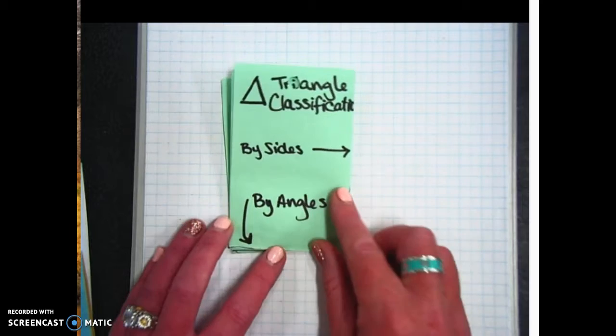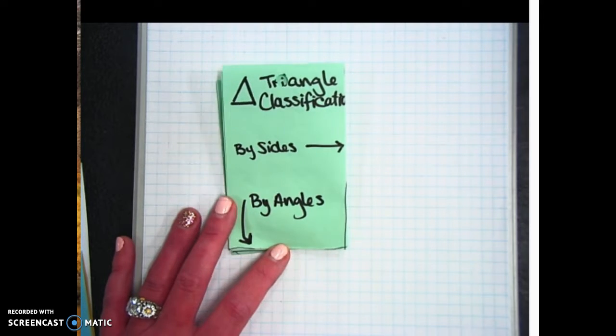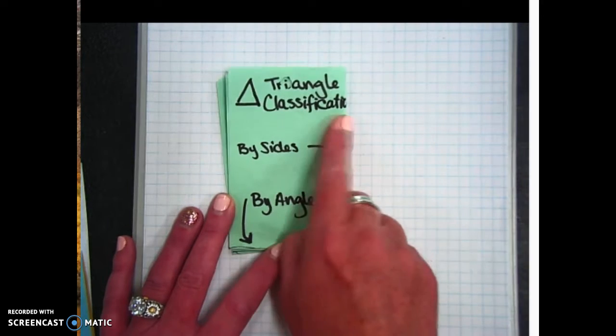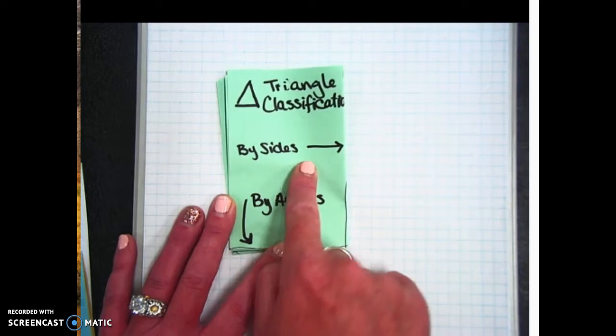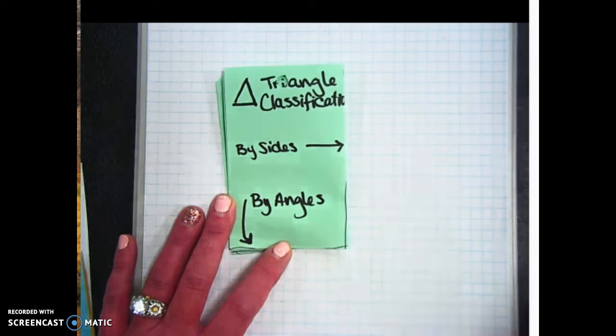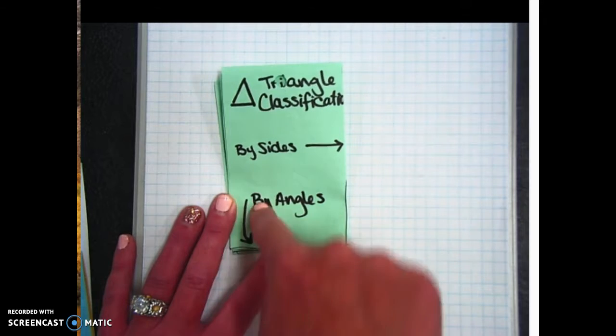Do you know? What? Yes. Like this. You guys told me you do. Yes, thank you. Okay. So triangle classification by sides, draw an arrow to the right. Triangle classification by angles, draw an arrow down.